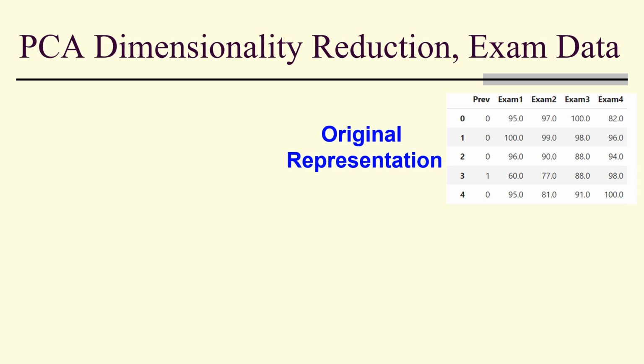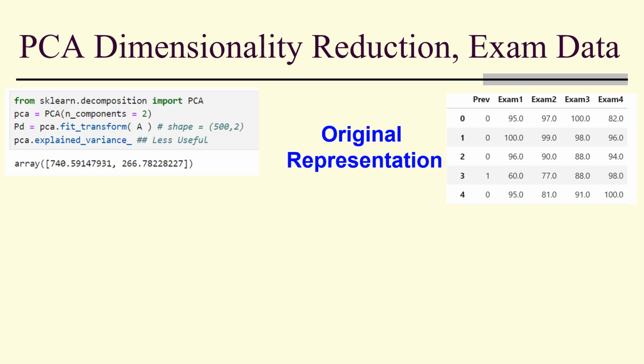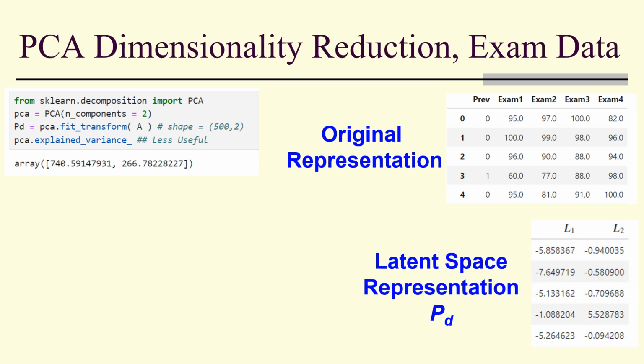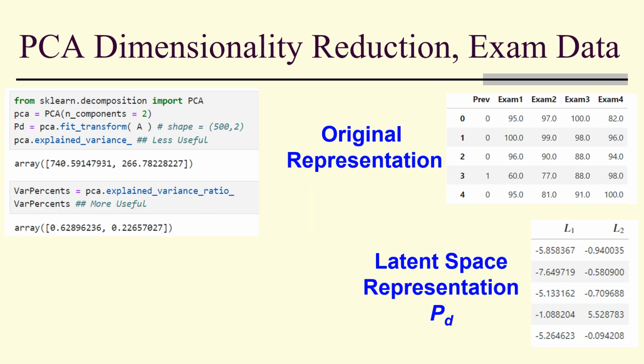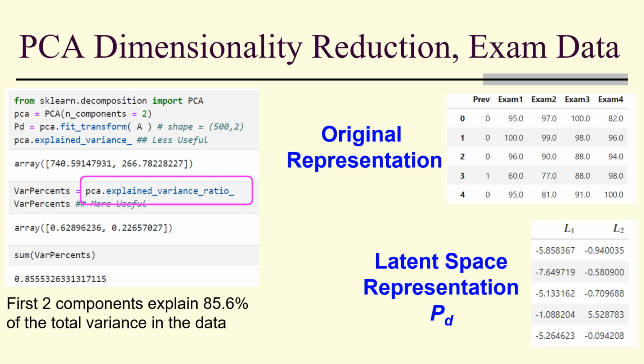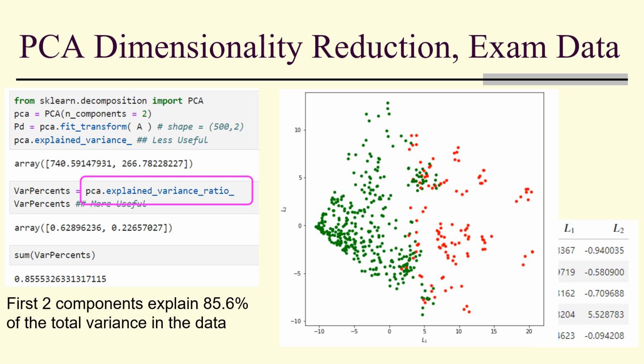So here's our original representation of the exam data. We do a principal components analysis, and we get a latent space representation. Then we look at the explained variance ratios, and we notice that when we add those up, we get 85%. In other words, the first two components explain 85.6% of the total variance in the data. And therefore, we get this latent space representation, which is as good as using all 5 of the original features. And notice how illustrative it is. We almost have separable data.